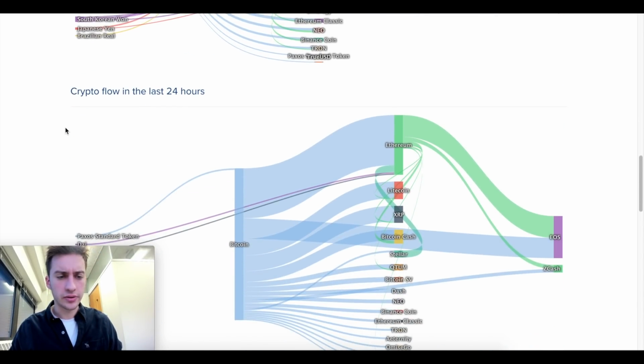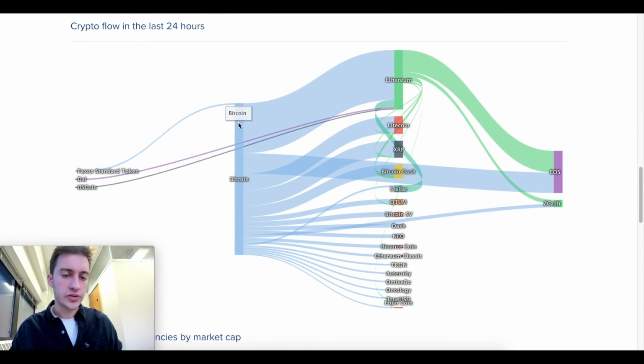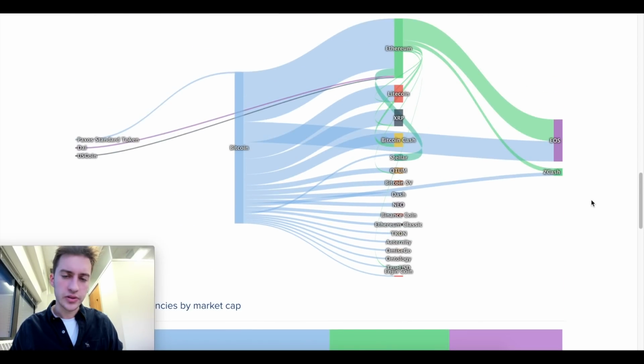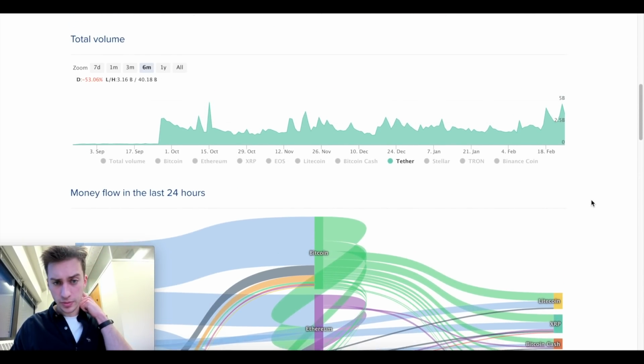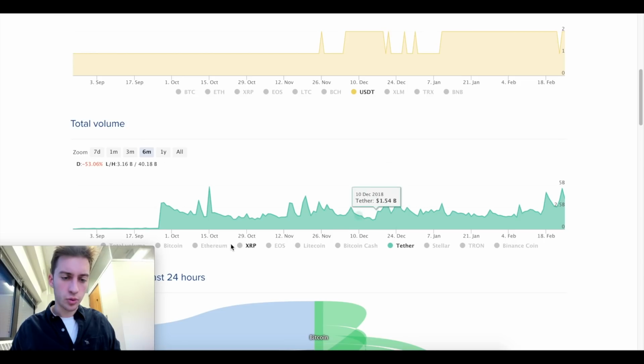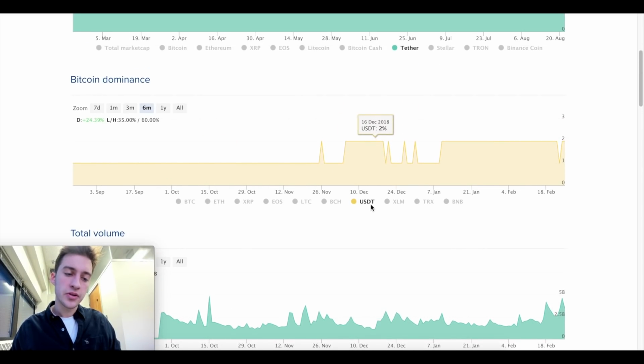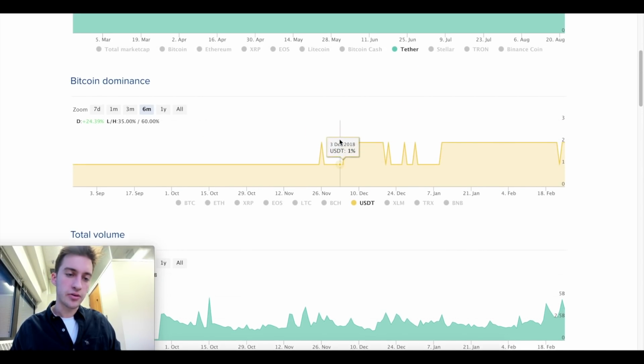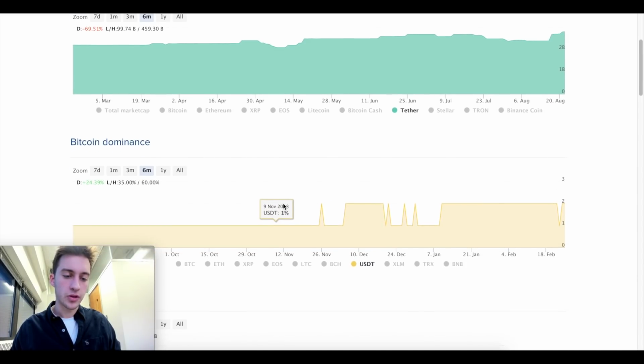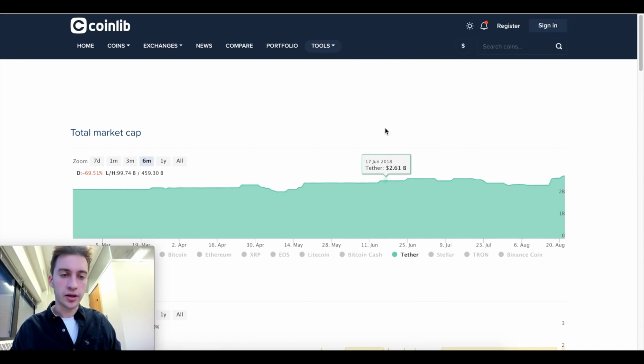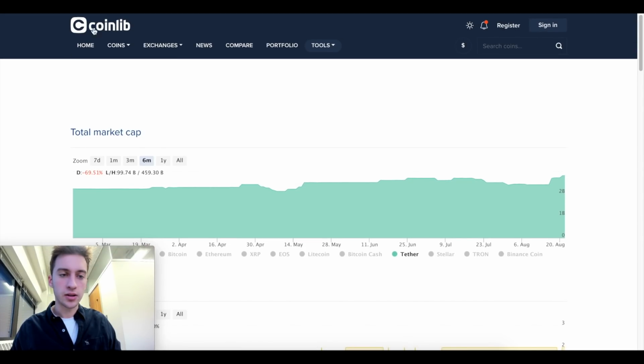You can also scroll down and look at how cryptocurrencies flowed into other cryptocurrencies. It's typically Bitcoin that flows into other cryptocurrencies. I'm going to attach this in the description below. You can also look at the volume of Tether or Bitcoin, at dominance, the percent market cap that Tether has, or Bitcoin's dominance. You can look at total market cap and all of that fun at CoinLib.